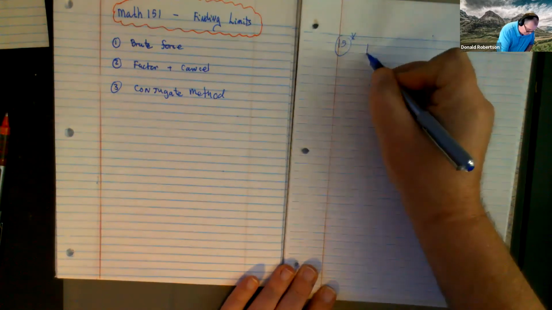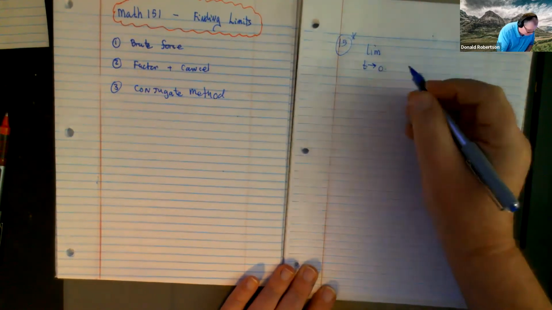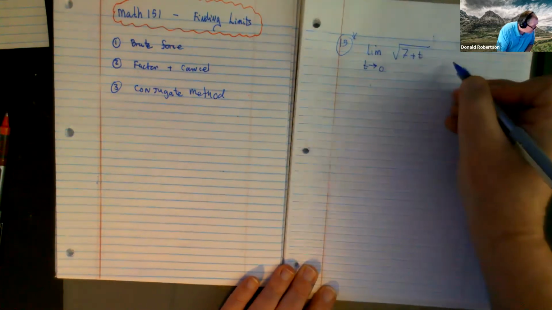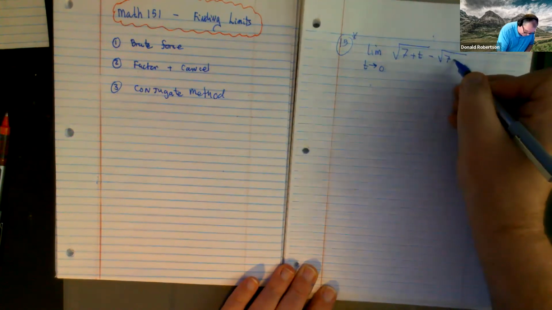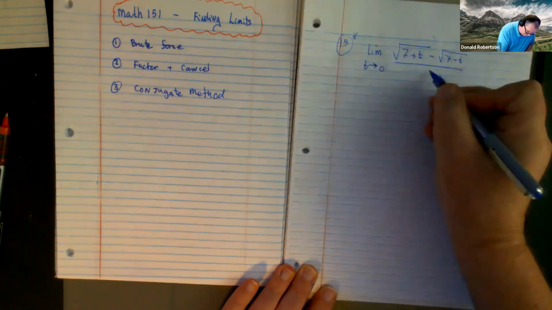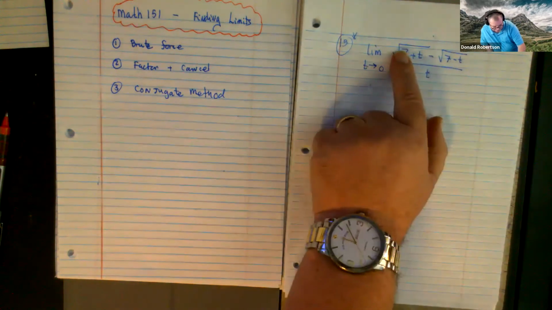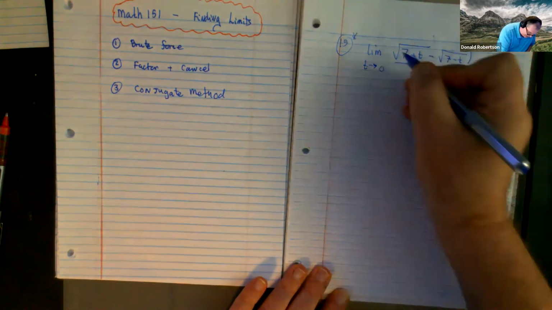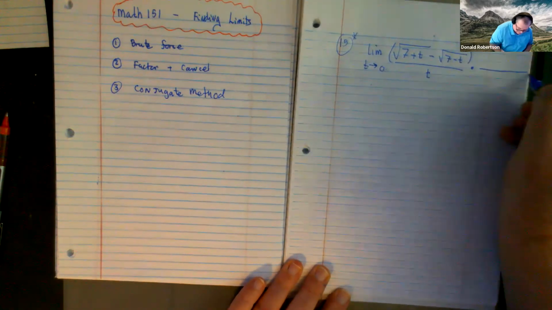And we're going to find the overall limit as t tends to 0 of the square root of 7 plus t, subtract the square root of 7 take away t, all over t. Now, normally you would do brute force first, but if you plug t equals 0 in here, you will get 0 over 0, right? And nothing good comes out of that. It's indeterminate form. So we are going to do the conjugate method.